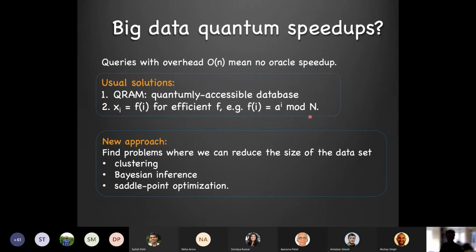So instead, I'm going to propose that we find problems where we can reduce the size of the data set, either with the classical computer alone or in collaboration with the quantum computer. And these will be problems that are generally useful, like clustering, Bayesian inference, and saddle point optimization, problems that are quite general purpose, that correspond to things that we want to do where we don't have to make a lot of assumptions about the data, right? So you might have clustering of data points, and you know very little about the quality of the data.